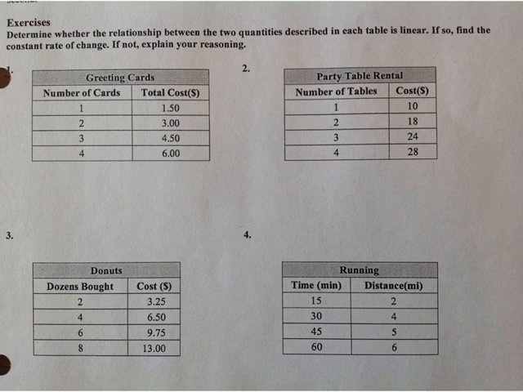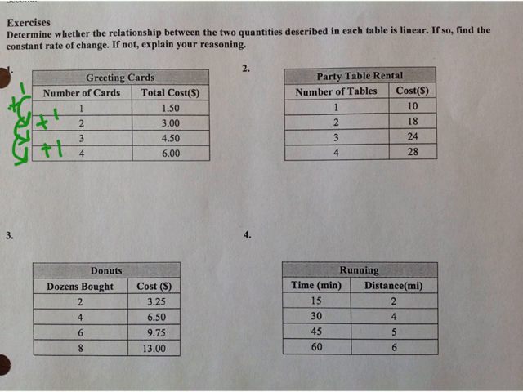So let's try a few on our own. Our directions say to determine the relationship between two quantities described in each table and see if it's linear. If so, find the constant rate of change, and if not, explain using reasoning. So let's look at our greeting cards. First, let's start with our x. So our number of cards to go from 1 to 2, we're adding 1. To go from 2 to 3, we're going to add 1 as well. And to go from 3 to 4, we're also adding 1.